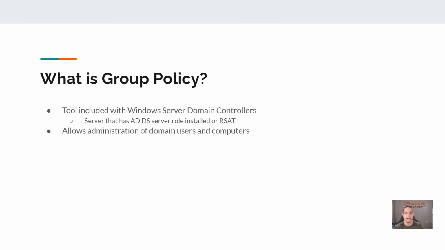So group policy allows administration of domain users and computers. You can do things like create file shares, you can create printers, and manage your Active Directory domains. It's really a good thing for you to understand Active Directory Users and Computers before you try to move into group policy. You could use Active Directory without getting into group policy, but it's really hard to use group policy without having some basic understanding of Active Directory.